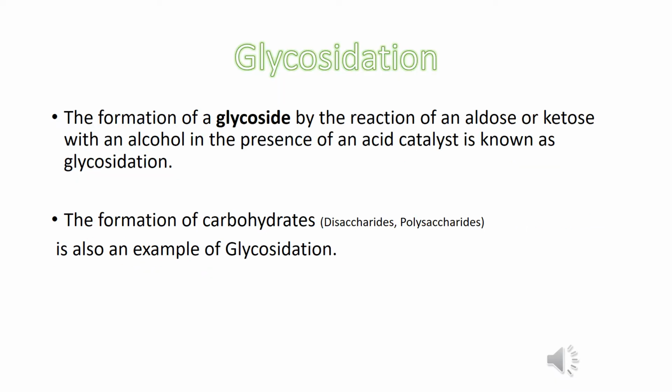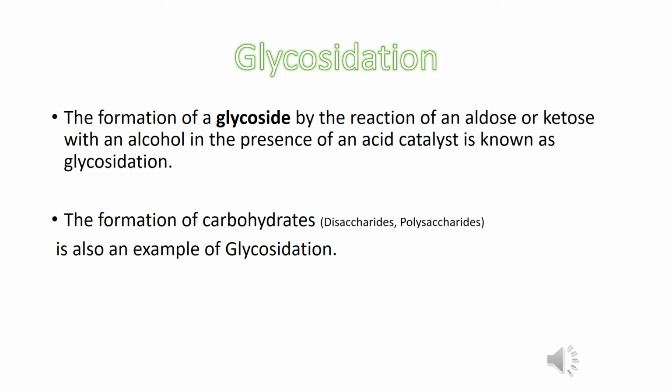So next is glycosidation. What is glycosidation? It is the formation of a glycoside by the reaction of an aldose or ketose with an alcohol in the presence of an acid catalyst. This is a bond formation, and the reaction takes place between aldose or ketose with an alcohol. So this type of bond formation is known as glycosidation.